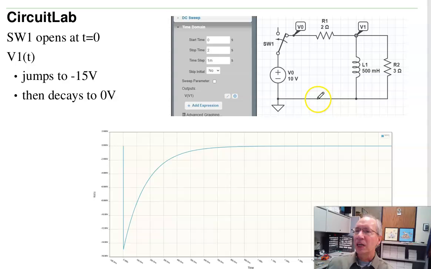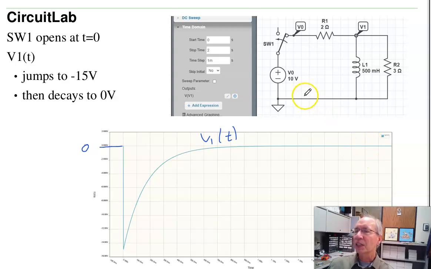To find the answer, I can use CircuitLab. So here's my switch that opens at t equals 0. I want to plot the voltage versus time. So this is V1 of t. And notice there's a jump discontinuity. Initially V1 equals 0. In steady state, the inductor is a short, so V1 is 0. When I open the switch, suddenly the voltage jumps to minus 15 volts and then decays back down to 0.